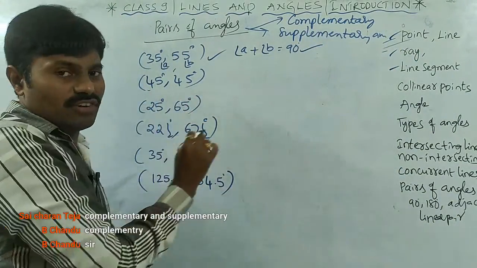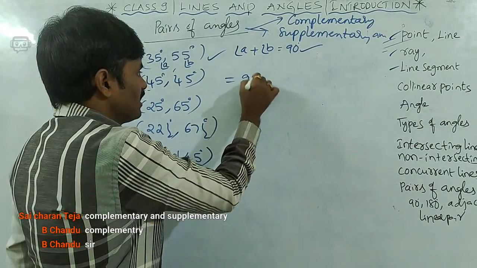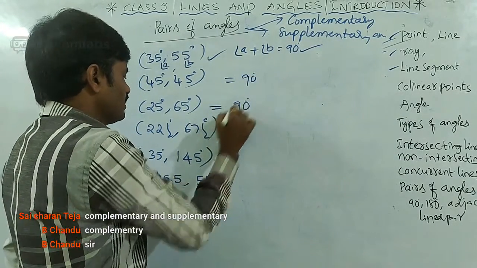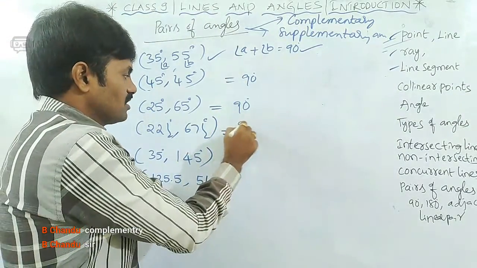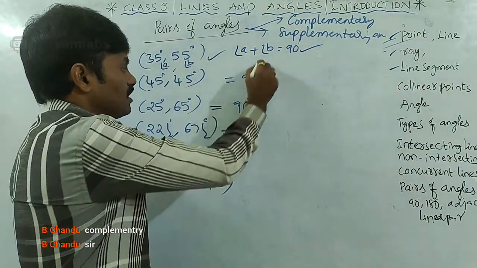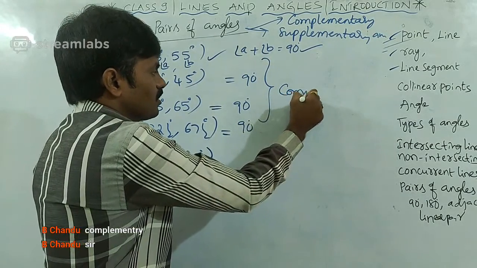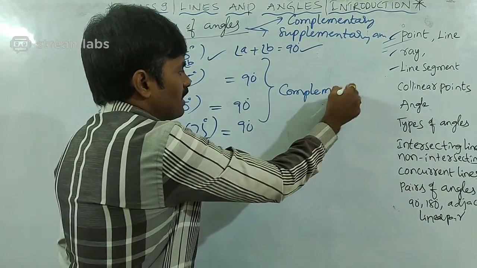Now 45 plus 45, how much? The sum is 90. 25 plus 65 is 90. 67 and a half plus 22 and a half is 90 degrees. So these are all complementary angles.